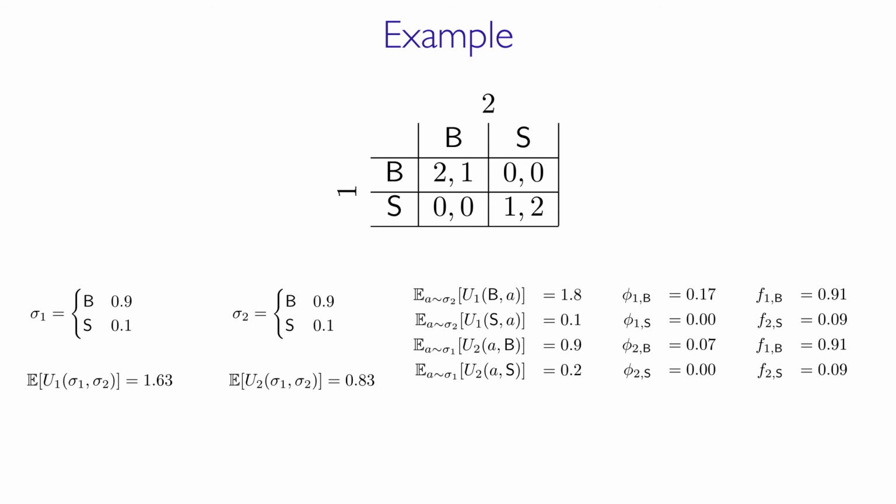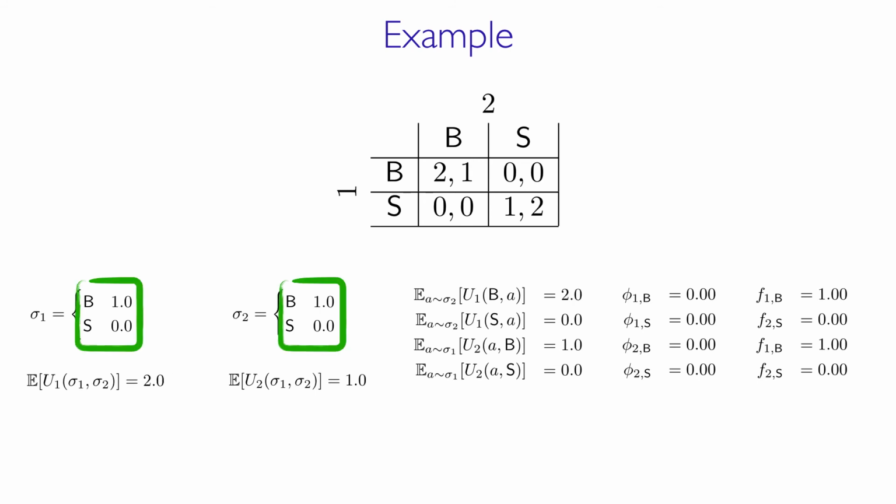Thus, the current strategy is not a fixed point, and it can be checked that it is not a Nash equilibrium. Instead, if we use the pure strategy profile BB, we have a fixed point, given that function f is equal to the strategy.